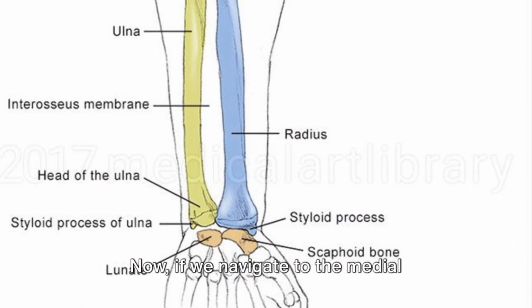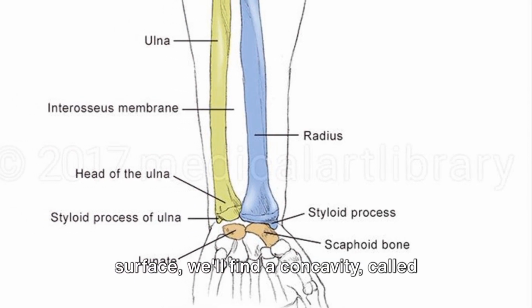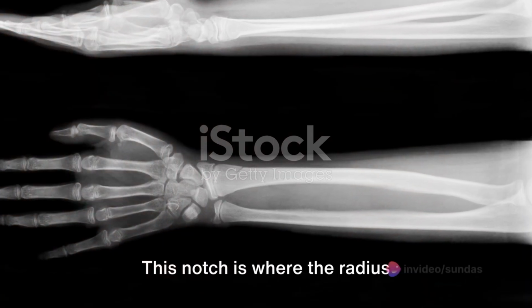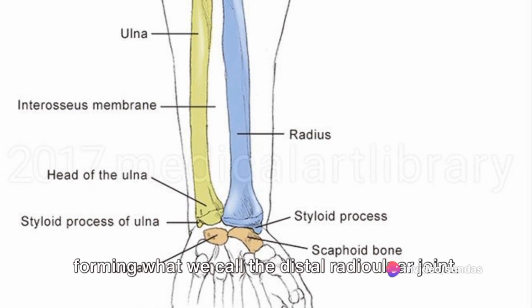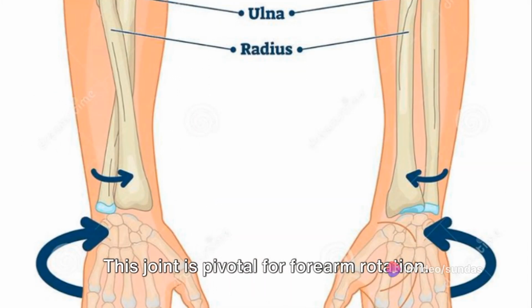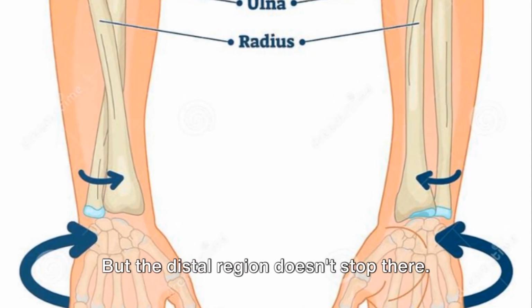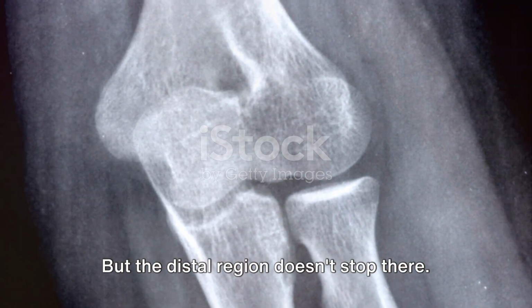Now, if we navigate to the medial surface, we'll find a concavity called the ulnar notch. This notch is where the radius articulates with the head of the ulna, forming what we call the distal radioulnar joint. This joint is pivotal for forearm rotation. But the distal region doesn't stop there.